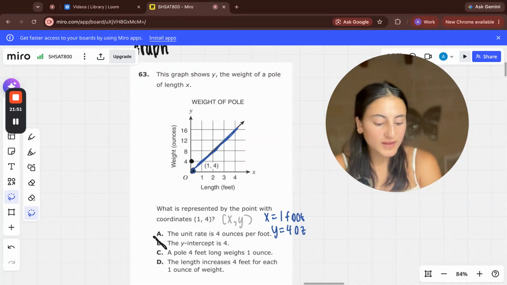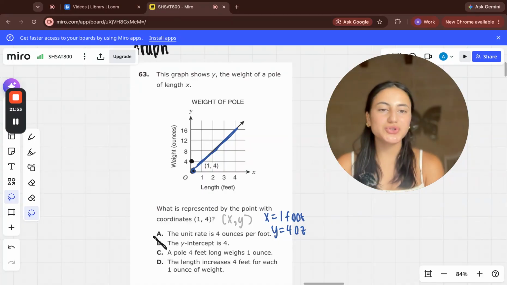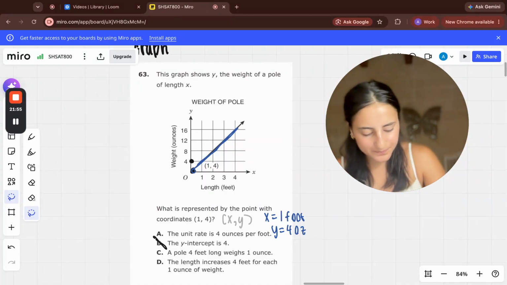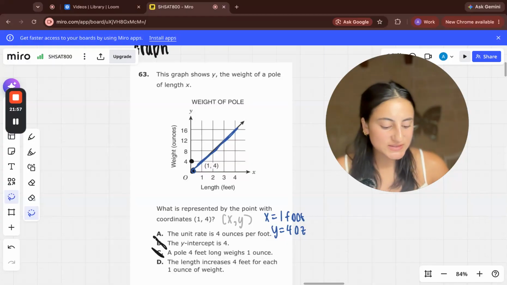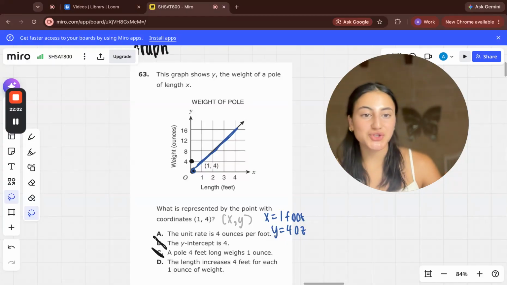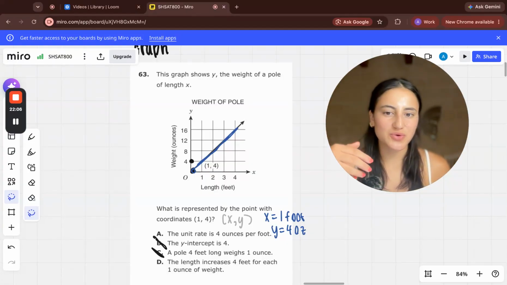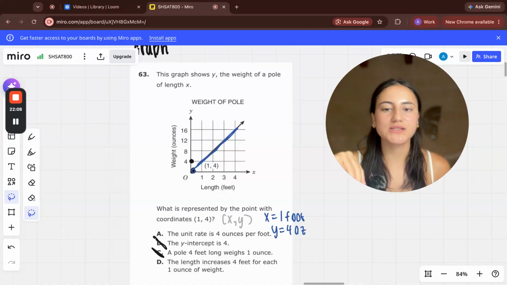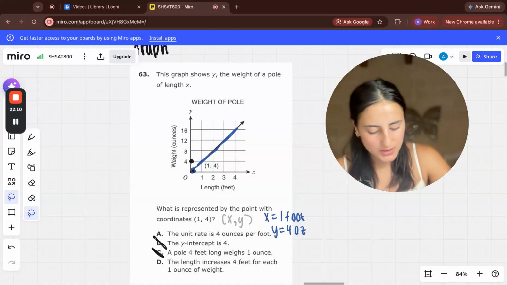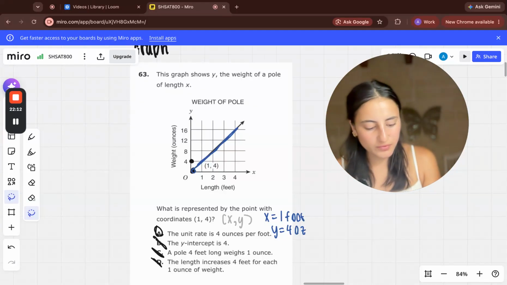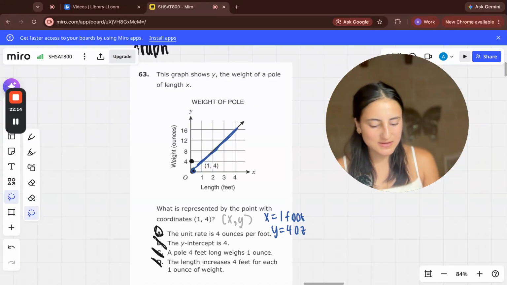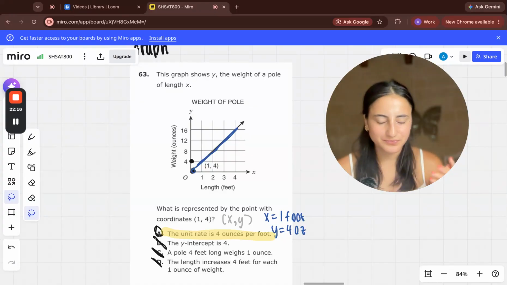It says a pole that is 4 feet long weighs 1 ounce. You can see that they flipped the units here. The length increases 4 feet for each 1 ounce of weight. It's actually opposite. Every foot, because it's per 1 unit increase in x, increases the length by 1 and increases the weight by 4. So that makes A, the unit rate is 4 ounces per foot, the correct answer.